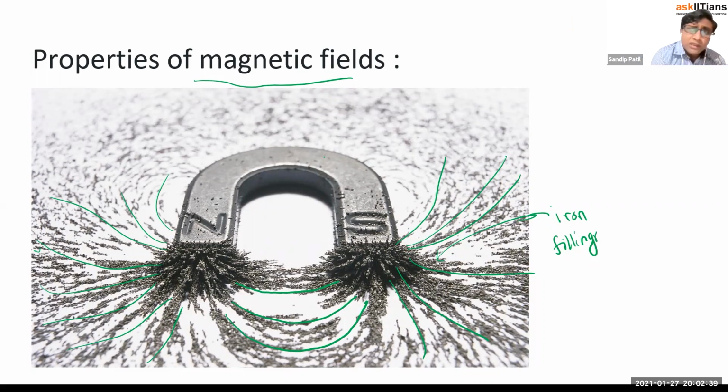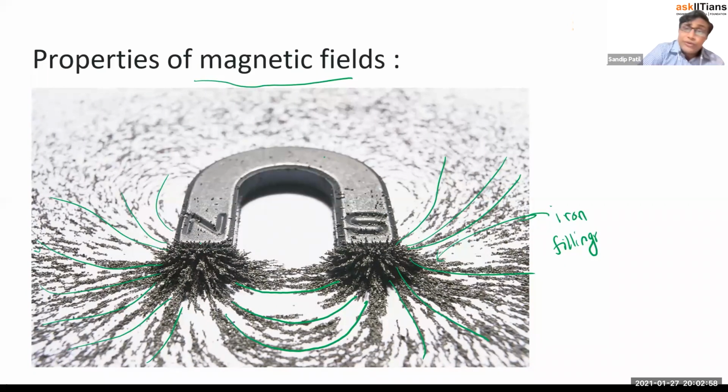Then we can also talk about the properties of magnets, right? So these are the properties of the magnetic field, that they have some directions. We can say the strength of the magnet is greatest closer to the poles of the magnet, right? So iron filings will get attracted like this.